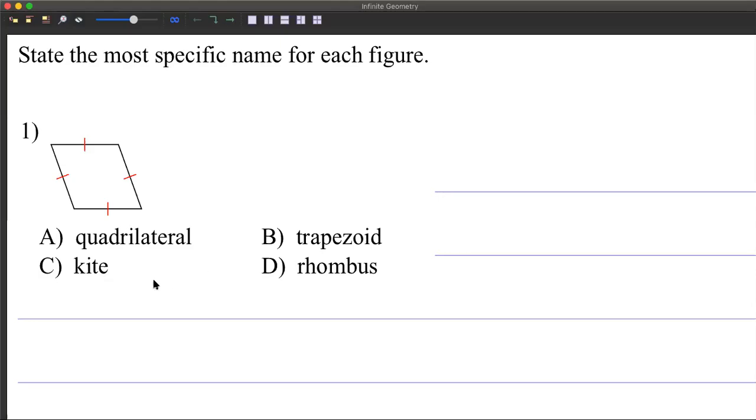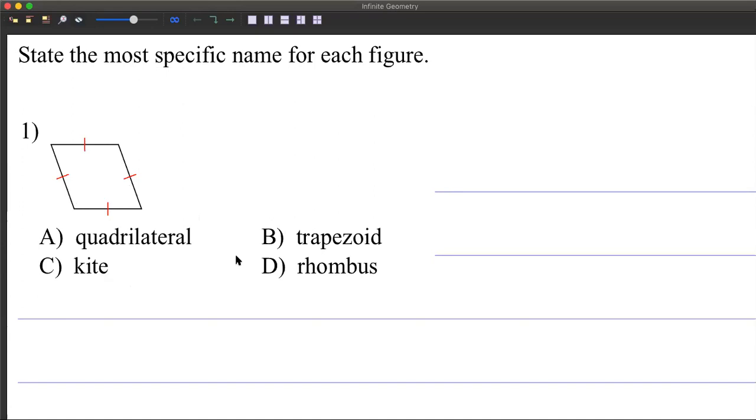Okay, so let me just hop into this and we'll just do a couple real quick. The first section of this is going to be super easy. I'm going to give you a shape and it's going to have some markings on it, maybe. Based on the markings, since this shape has all four sides marked congruent, the most specific name for this thing would be a what? Most specific. Yeah, this one's a rhombus.